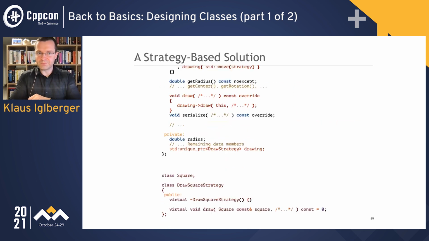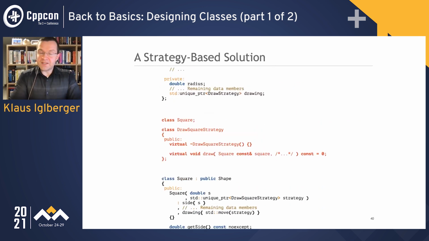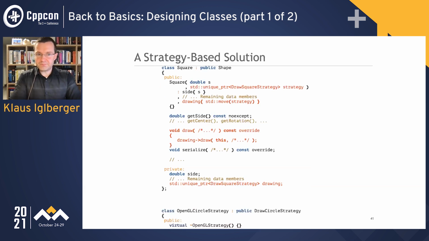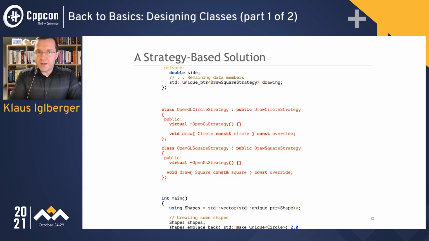Big advantage. Now, of course, there is a square too. There's also a draw square strategy. That's the disadvantage of this classic design pattern. I need one strategy implementation, one base class, for every kind of shape. So the square is its own, but essentially it works in exactly the same way. I'm given a draw strategy in a constructor. I take ownership and now use that whenever somebody wants to draw me. All right. Now I have the liberty to implement any kind of drawing strategy. OpenGL circle strategy, OpenGL square strategy, everything's on the table. It's easy, and that's the point.